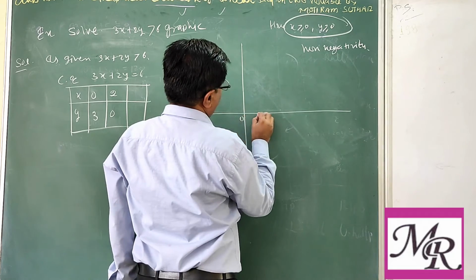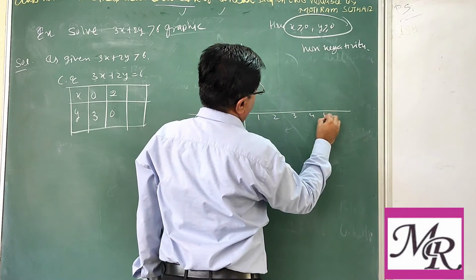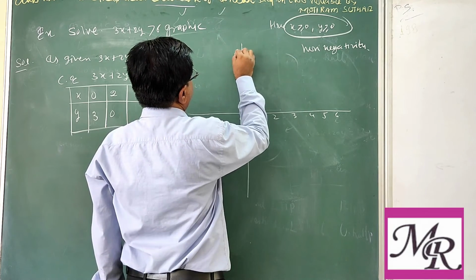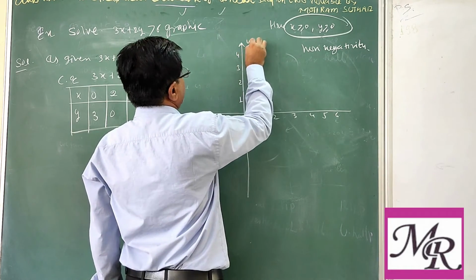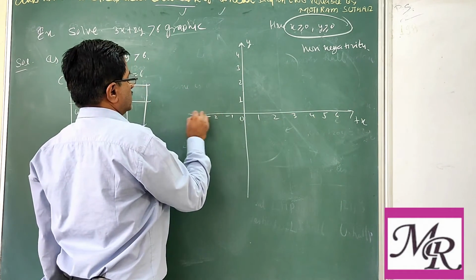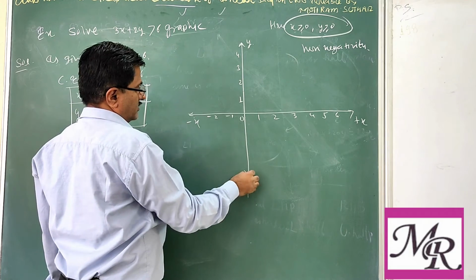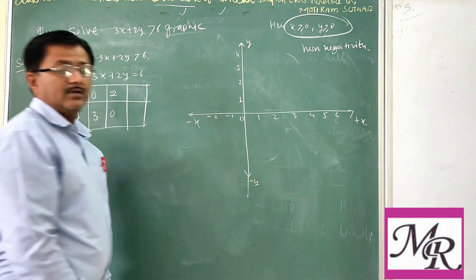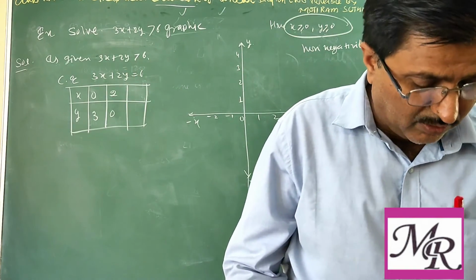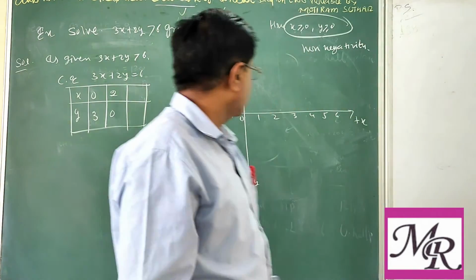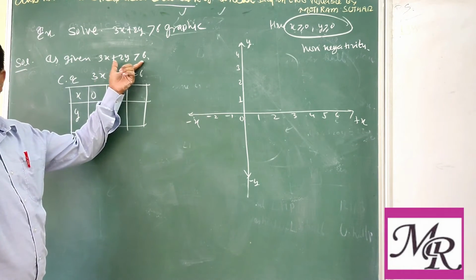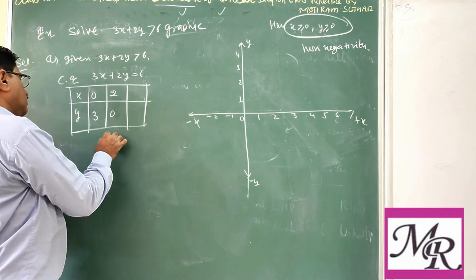So x: 0, 1, 2, 3, 4, 5. Then y: 1, 2, 3. This is y positive, this is x positive. Here minus 1, minus 2, minus x, and this is minus 1. So now you can say here we have only one condition. Which condition? 3x plus 2y greater than 6. So there is no equal to sign.